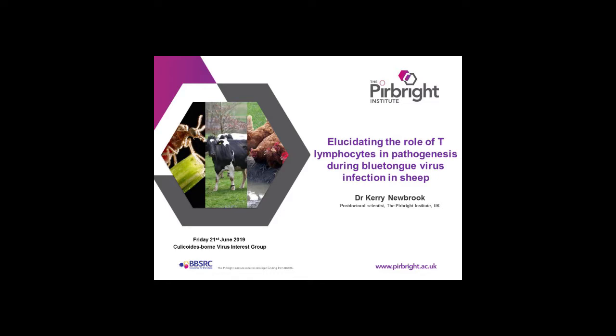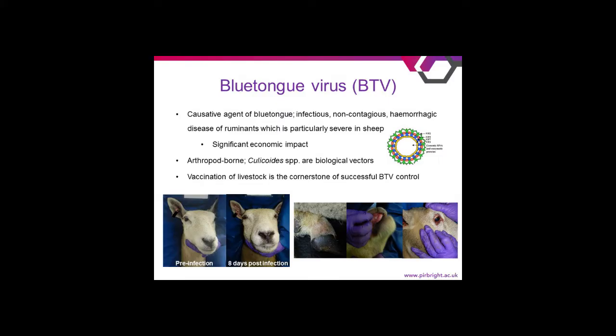Today I'm going to be talking to you a little bit about the role of T cells in bluetongue virus infection in sheep, which is the current project that I'm working on. So as many of you know, bluetongue virus, or BTV, is the causative agent of bluetongue. It's an infectious, non-contagious hemorrhagic disease of ruminants, and it causes particularly severe clinical disease in sheep.